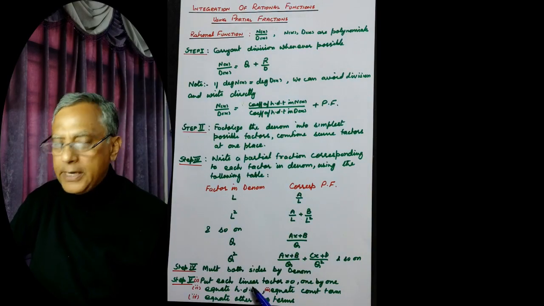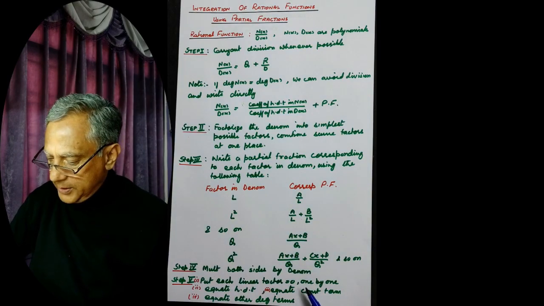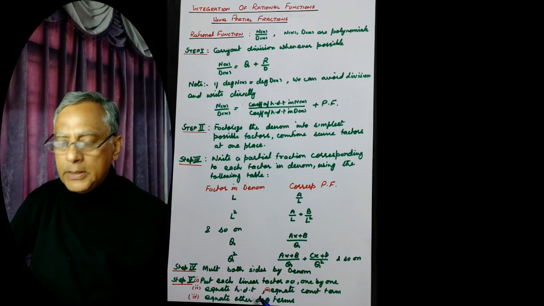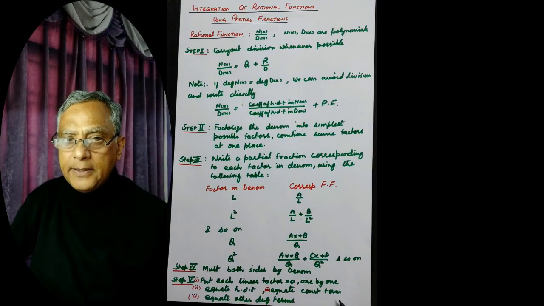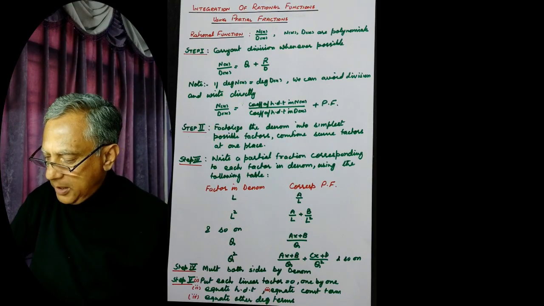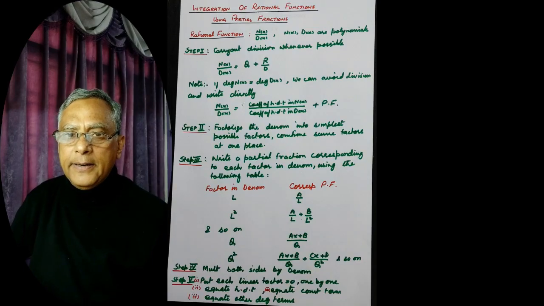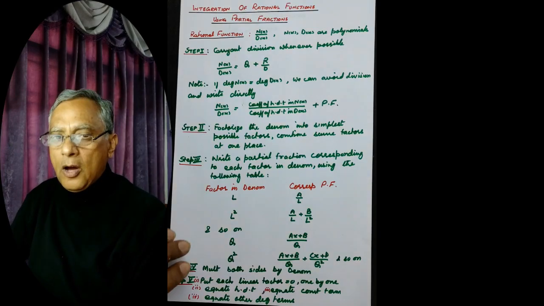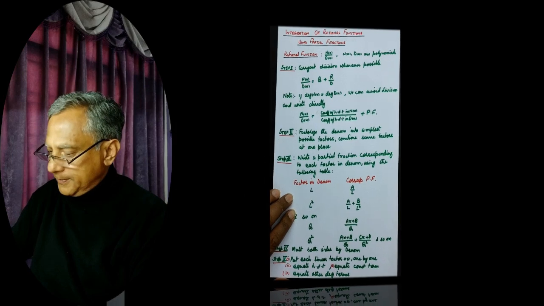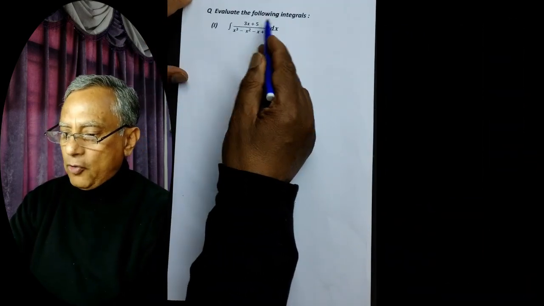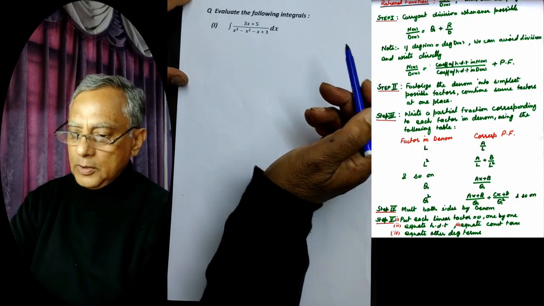First will be put each linear factor equal to 0. Second will be equate highest degree term. Then equate constant terms. And last will be equate coefficients of other degree terms. Now I take up some questions. First is evaluate the following integral.